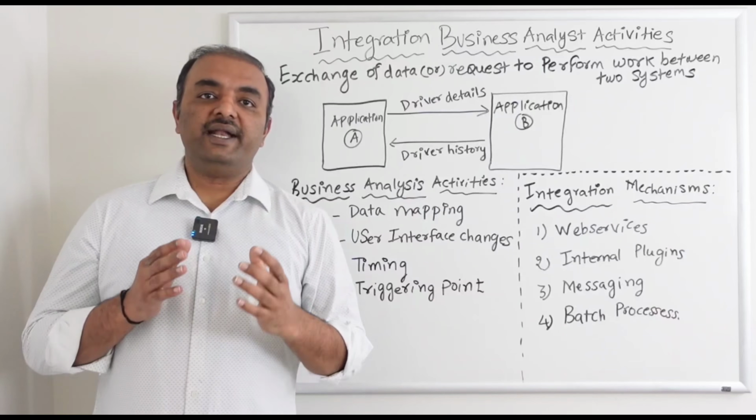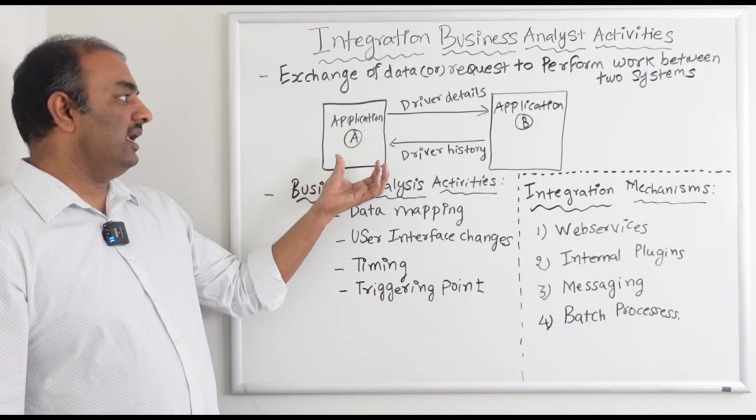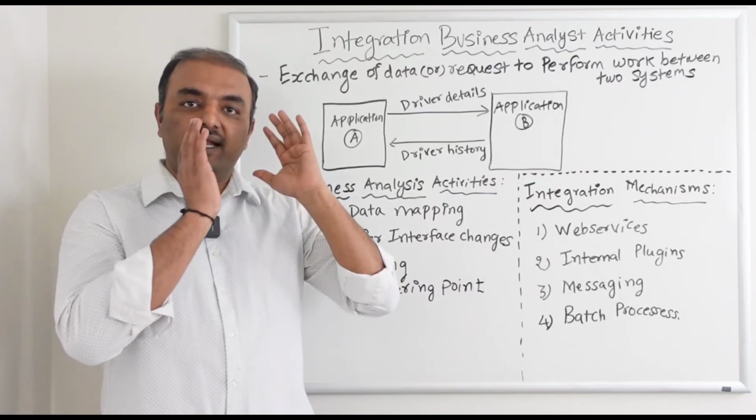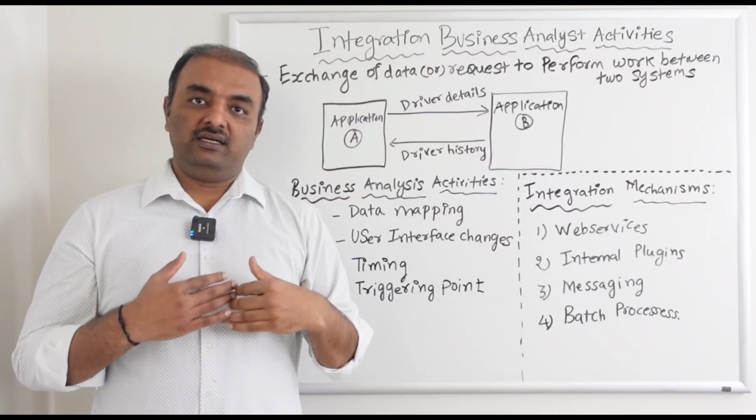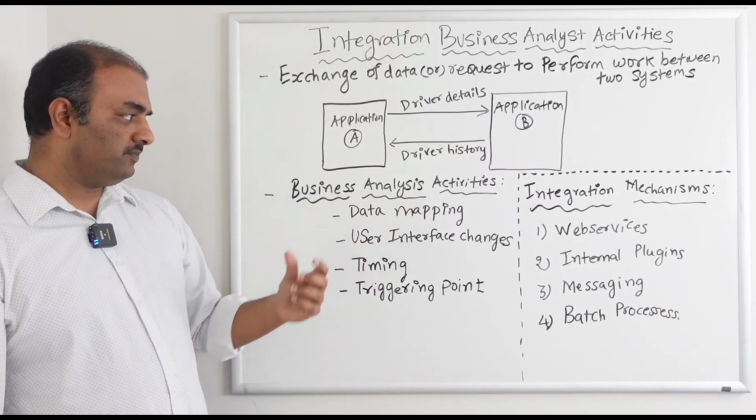So you need to complete data mapping between application A and application B. Like, this is the data that I am sending, this is the data I am getting back. So that is what you have to do: data mapping.